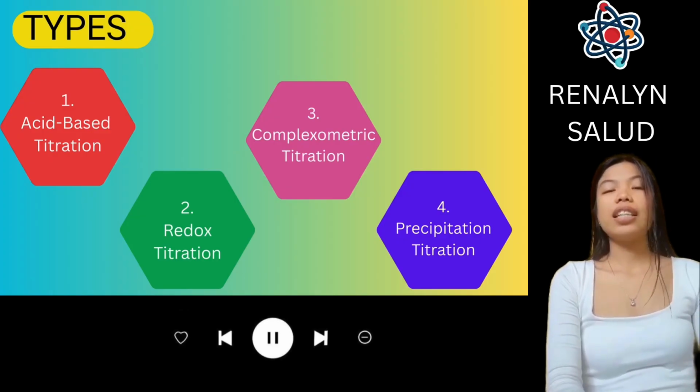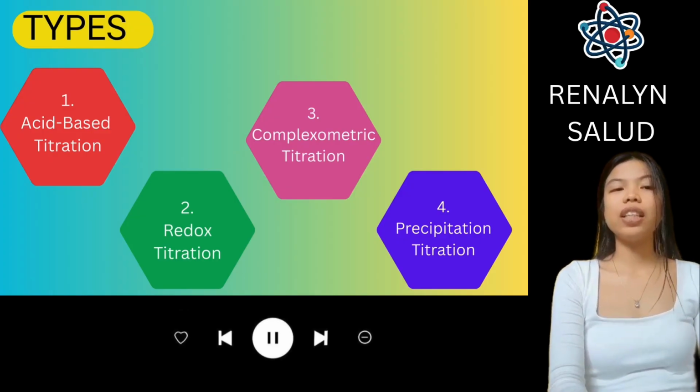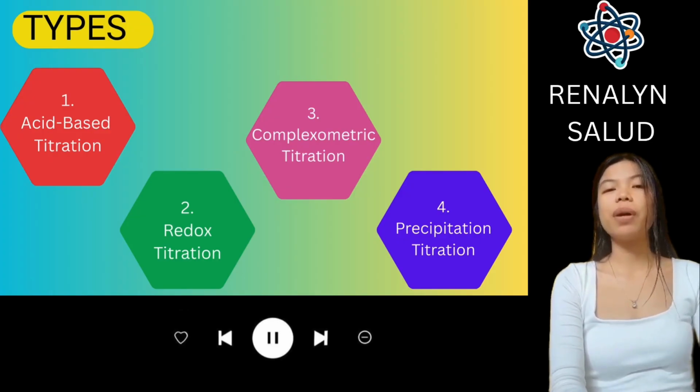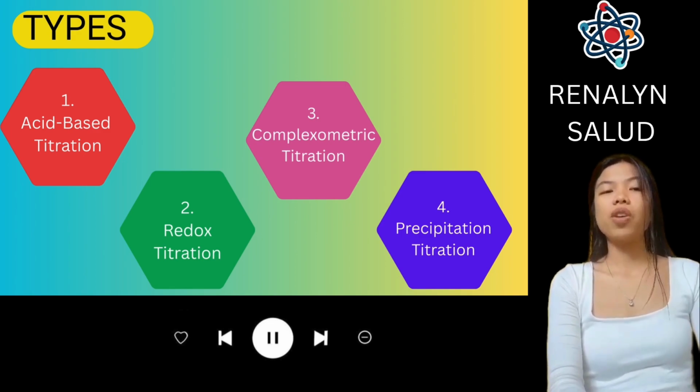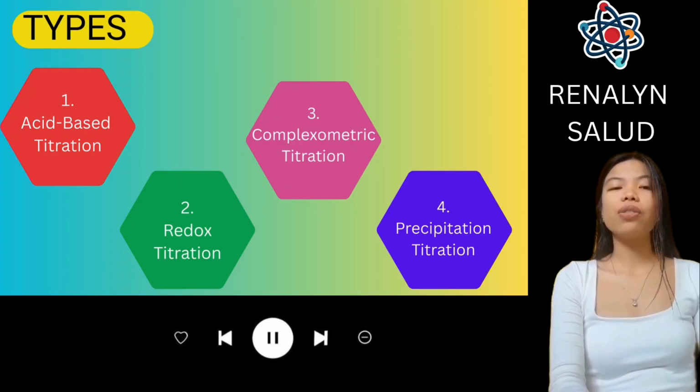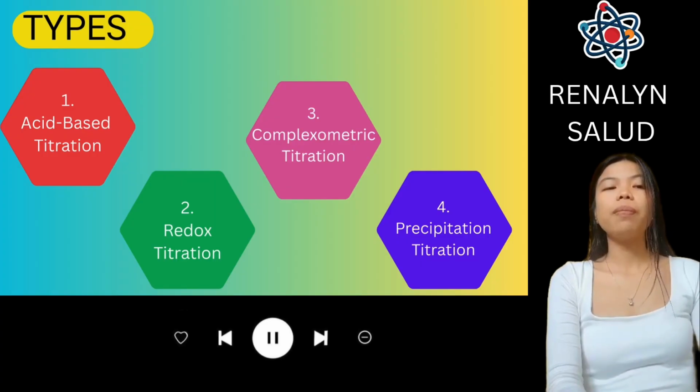So next type of titration method is the redox titration. So this is a type of titrimetric method that determines analyte concentration by reacting it with a titrant in a redox reaction. Examples are titrating iron sulfate with potassium permanganate. Second is titrating sodium thiosulfate and iodine.